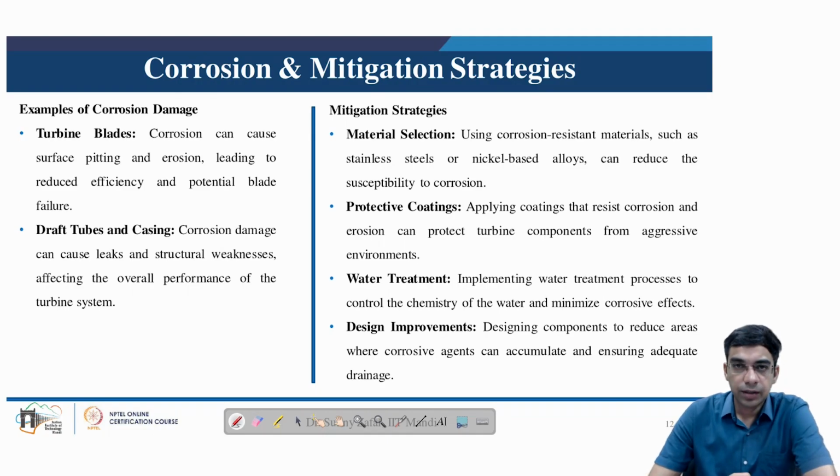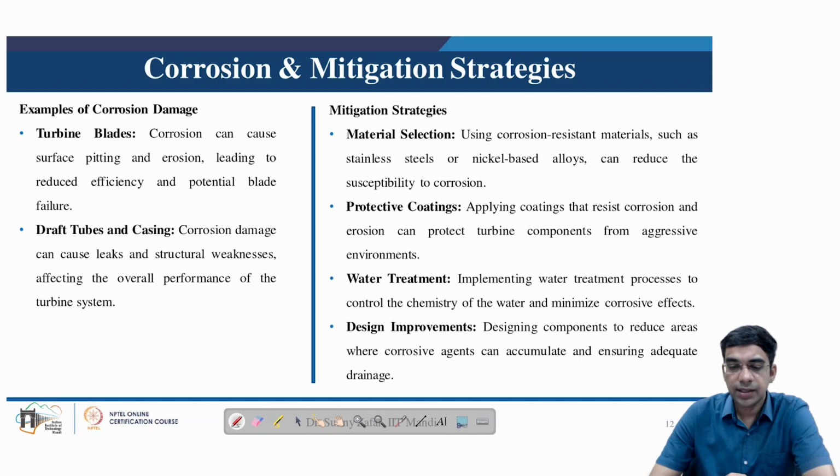Now to mitigate corrosion, there may be certain strategies. In this regard, examples of corrosion damage on the turbine blades, which can cause surface pitting and erosion, can lead to reduced efficiency and potential blade failure. Another potential region of corrosion in hydro turbine systems is the draft tubes and casing. Corrosion damage can cause leaks and structural weakness.